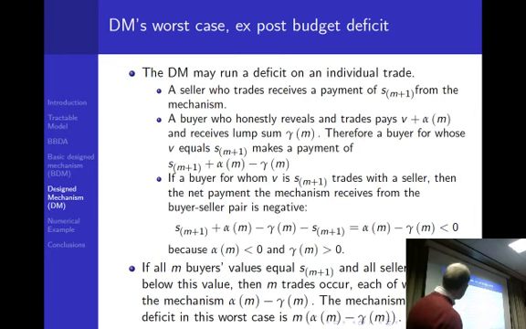Now, the design mechanism may run a deficit on an individual trade. That means a buyer may successfully trade with a seller, and just on that seller that buyer is matched with, the mechanism operator will come out negative. He'll pay out more money than he takes in, and I want to show you how that can happen.